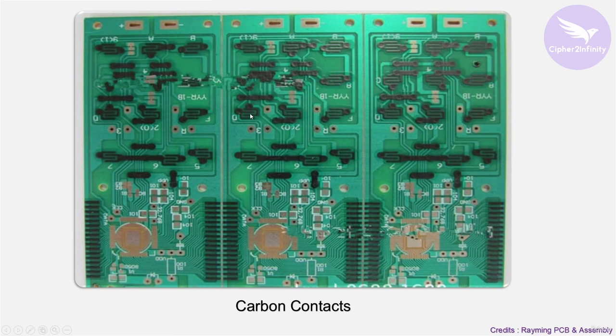So here you can see there are actually carbon contacts, and at this place there will be push buttons. If you have seen a calculator PCB, you will see these kinds of carbon contacts. And on top of these carbon contacts there will be push buttons. So 1, 2, 3, 4 digits are there in a calculator. So when you press the digit, the rubber which is there on top of this carbon contact will be pressed, and it's going to make the short circuit here.